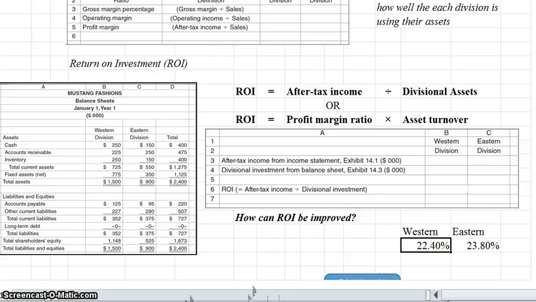Now, if we think about ROI, our focus has to be on the higher one, really. You want as high of an ROI as possible. So based on these results now, the Eastern Division is the one, again, that is performing better. So based on the assets that they have available to them, they're able to generate more net income than their Western counterparts.